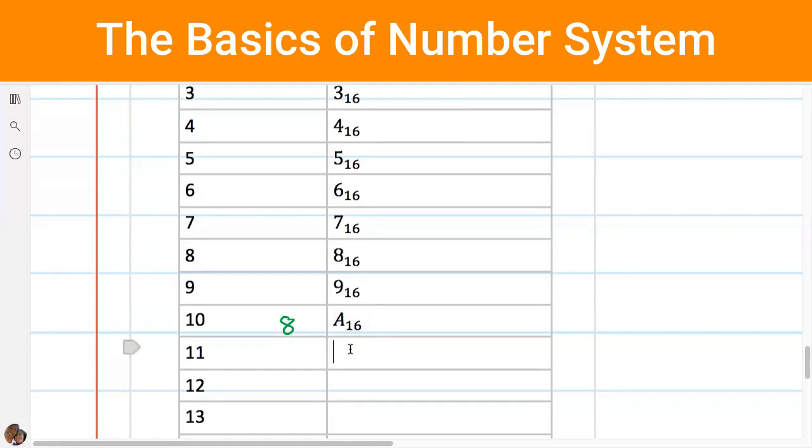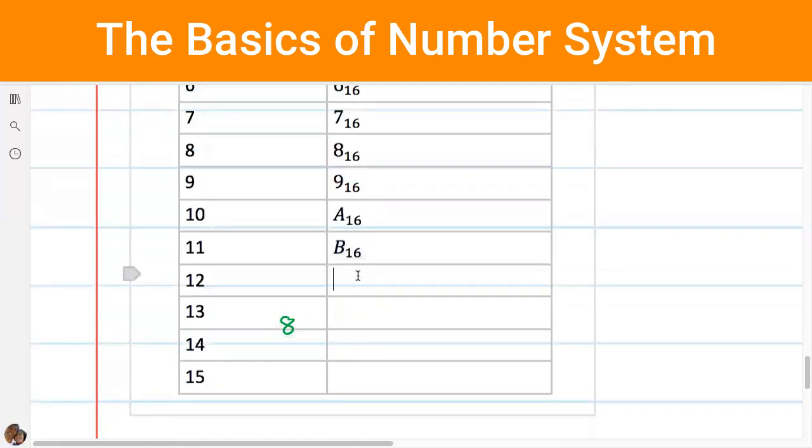11 can be represented by B. 12 can be represented by C. 13 can be represented by D. 14 can be represented by E. And 15 can be represented by F.